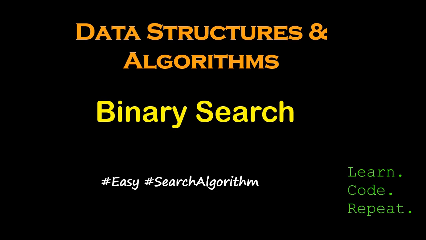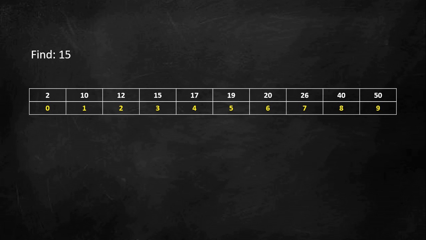So today we'll be looking at the binary search algorithm. This is one of the easy search algorithms. Let's look into the algorithm. Binary search allows you to search a given number in an array in an efficient manner. The time complexity of binary search is normally O(log n), and we'll see why it is O(log n).